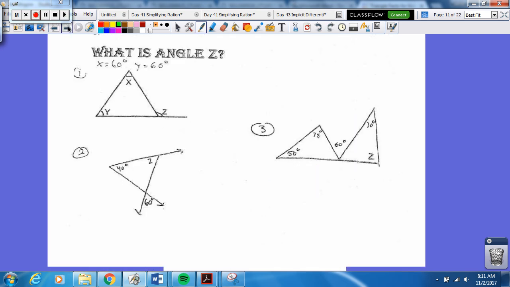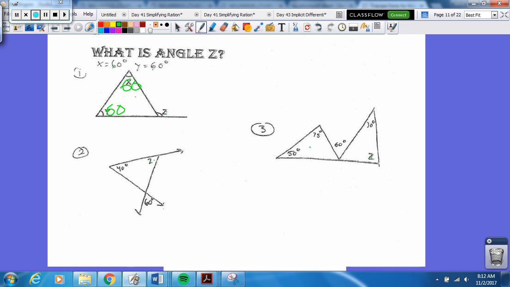So first, check this out. We're going to find angle Z in all three of these. We got three problems: an easy, a mid, and a hard. Okay, no problem. So what am I going to do? Oh, X is 60, Y is 60. 60 here, 60 here. Always mark up the picture. That is your best bet.